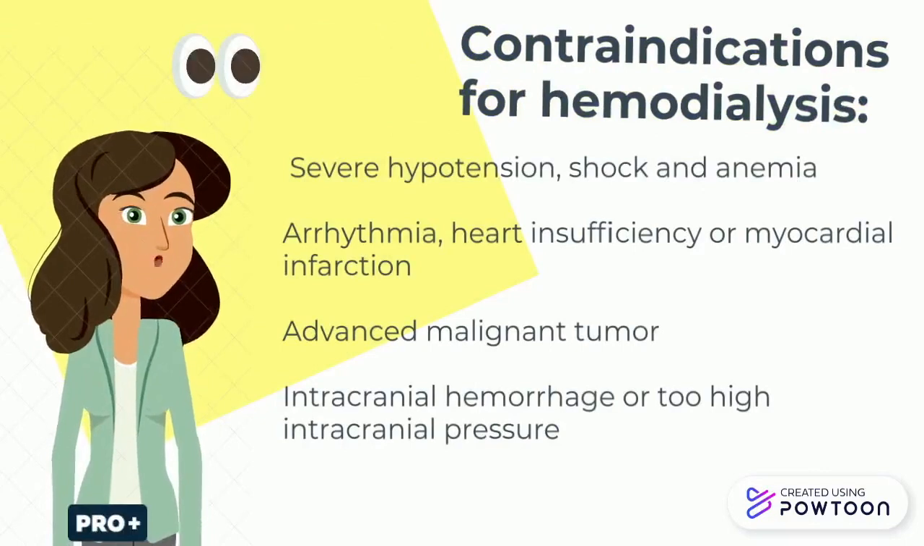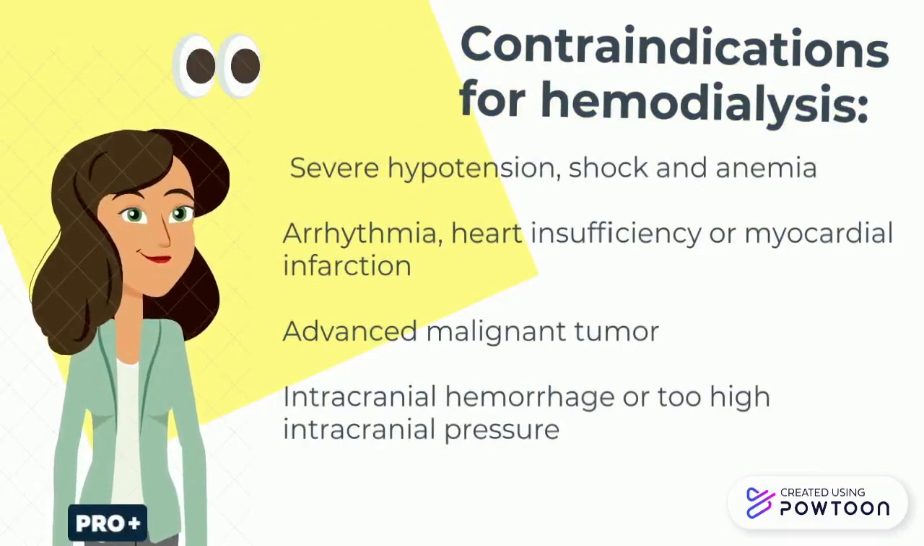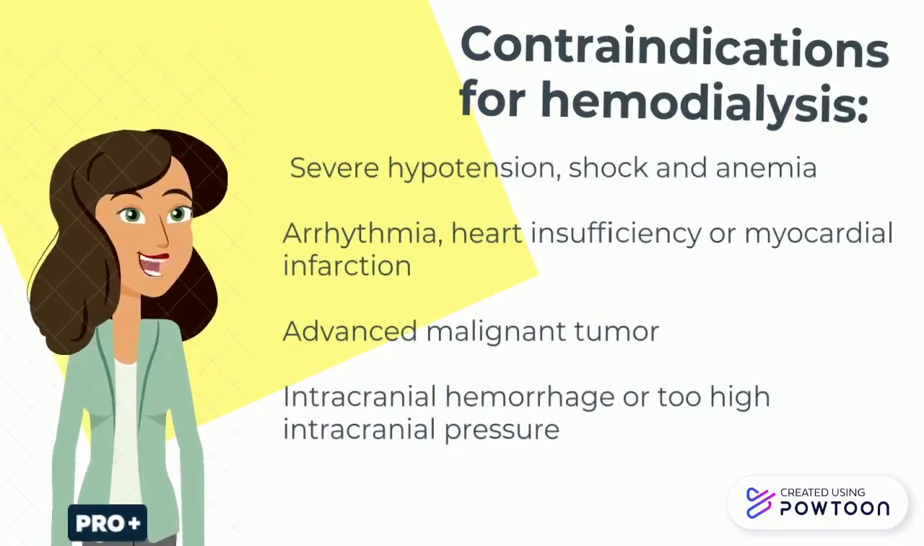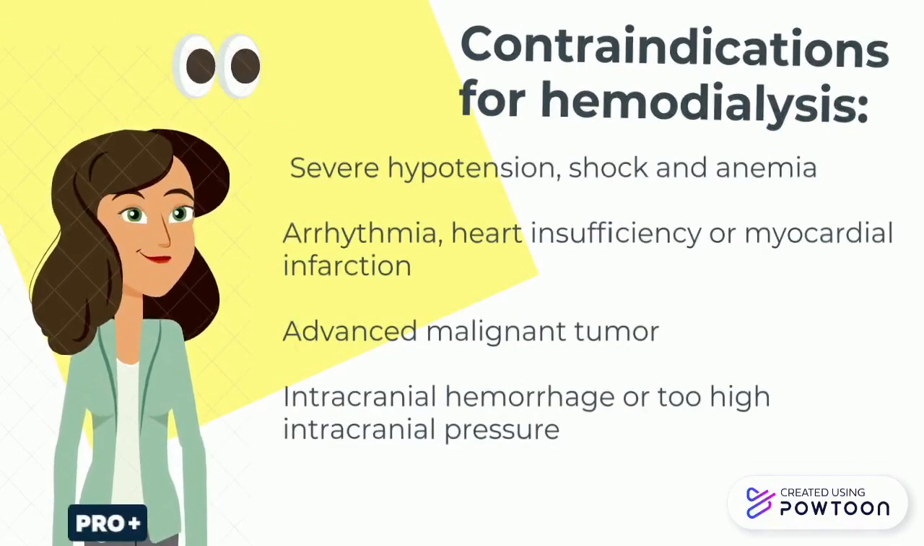Contraindications for hemodialysis include hypotension, or a drop in blood pressure. This is a common side effect of hemodialysis, particularly if you have diabetes. You also have shock and anemia. Anemia means not having enough red blood cells in your blood, which is also a common complication of kidney failure. Arrhythmia, heart insufficiency, or myocardial infarction, which can interfere with your heart's ability to pump blood to the rest of your body. Also, an advanced malignant tumor, and intracranial hemorrhage or too high intracranial pressure.